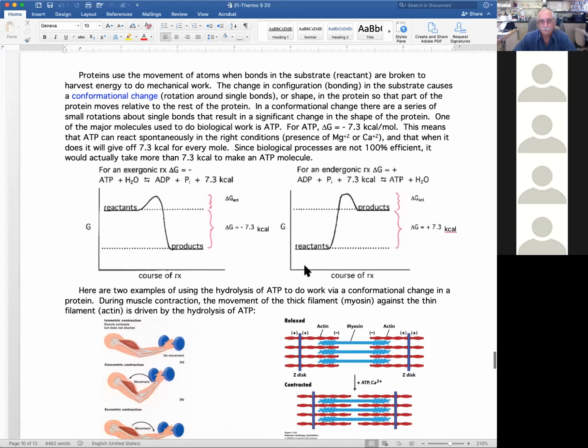And proteins use the movement of atoms when bonds in the substrate react, are broken, to harvest more energy to do mechanical work. And again, it's conformational changes. So say I have a protein in this conformation. Maybe a molecule of ATP is involved in this. I hydrolyze the ATP and I just cause this part of the protein to move relative to the other part of the protein. I just did work on this protein. That protein may be doing mechanical work of some other type.